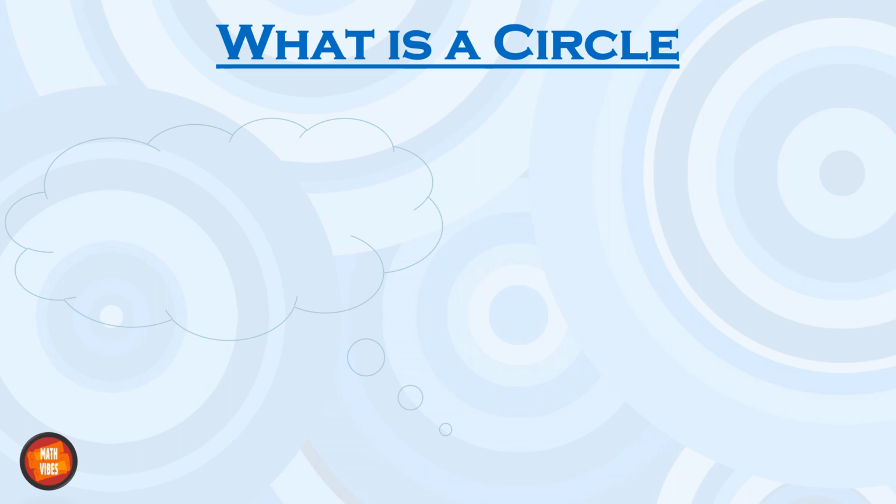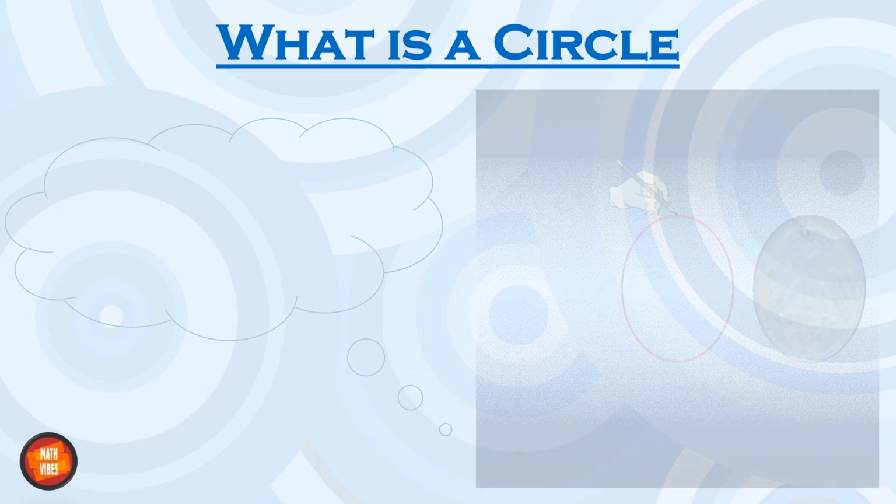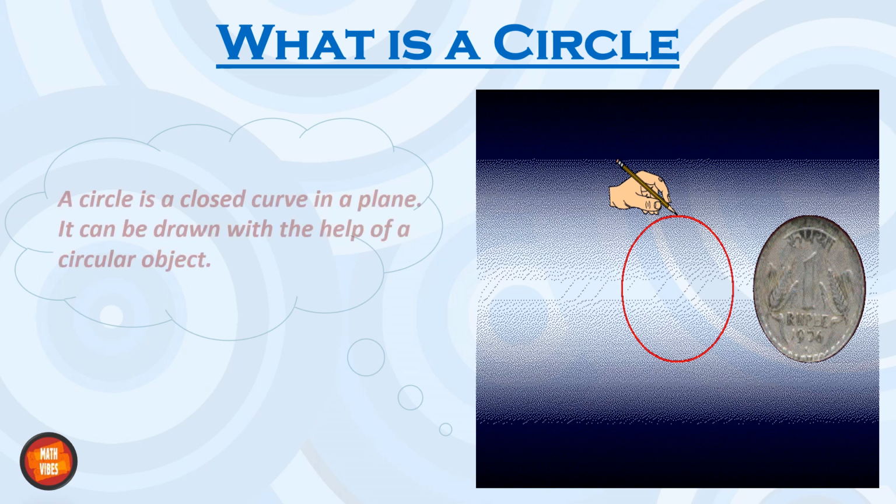So what actually is this circle? It is everywhere, but what is it? What do you mean by a circle? So firstly, if I want to draw a circle, what do I do? See, by using a coin we can easily draw a circle, right? You just put a coin over here and you can easily draw a circle.